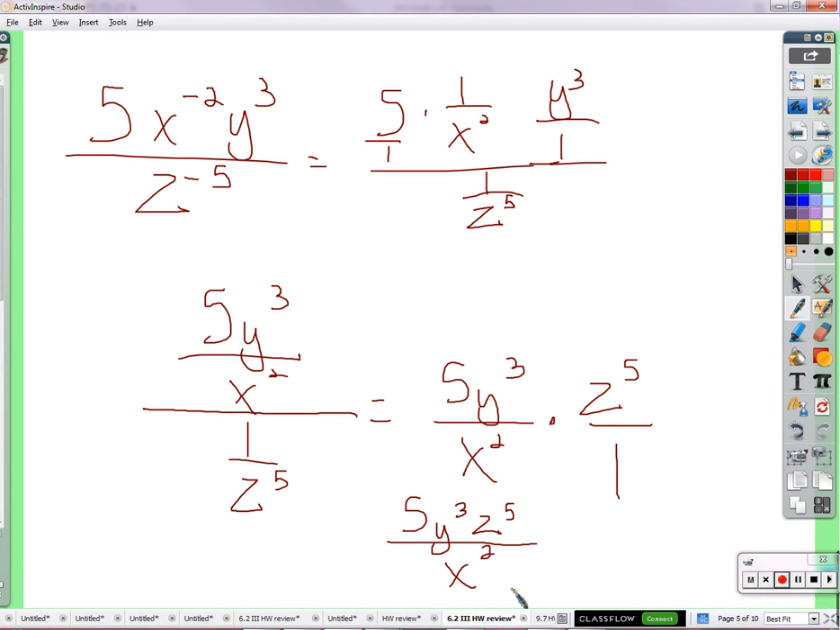Okay, Oliver? Before you put in the fractions, couldn't you divide 5 times 1 over x squared times y cubed, divided by 1 over z to the fifth, and then the reciprocal? Did you write this down? Because I'm kind of having trouble following what you just said.